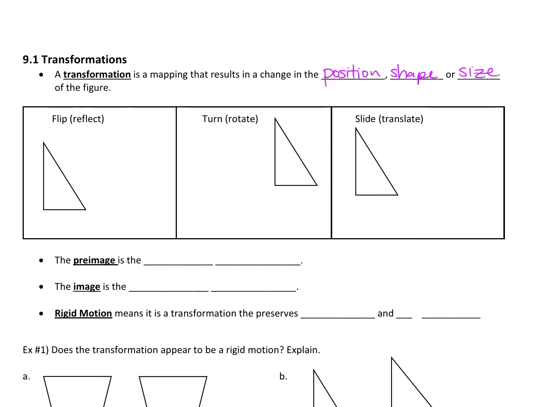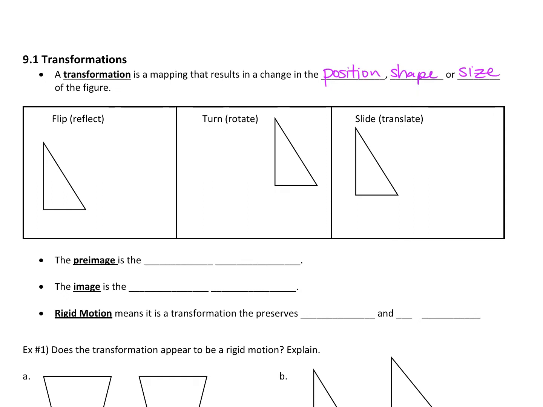I'm going to give you 3 of the basic transformations we're going to use. This isn't the only 3, but these are the 3 that you'll piece together to make other ones as well. Okay, so the first one is a flip. We say you reflect. You flip it over some line of symmetry, essentially.